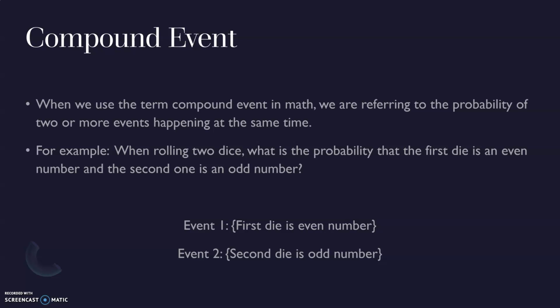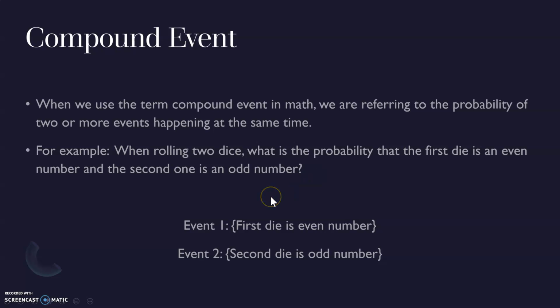In chemistry, you may know that compound means two or more substances merged together, and in math it's the same idea. When we have two or more events happening at the same time, we call that a compound event. For example, if we roll dice, what is the probability that the first die is an even number and the second one is an odd number?